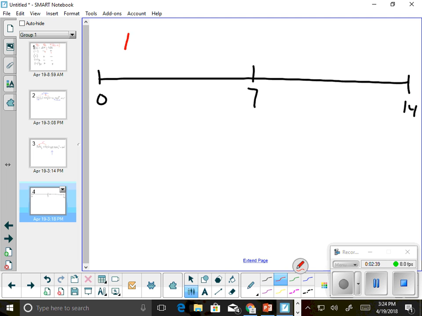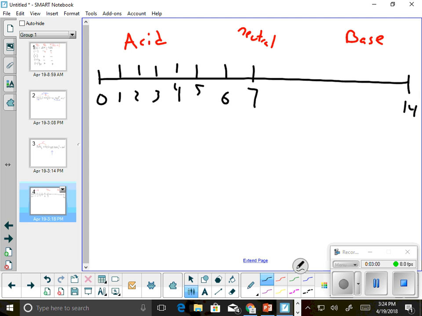So remember, below 7 is an acid, above 7 is a base. 7 itself is considered neutral. Now, you have your 6, 5, 4, 3, 2, 1. To simplify this, let's say that there's 1 part acid at a pH of 7, which could be true as long as there's also 1 part base, because the two balance each other out. That would give you neutral.